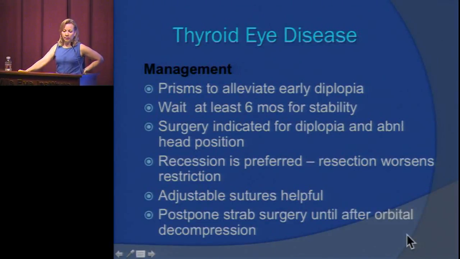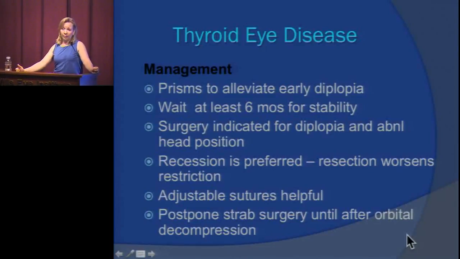In small cases of thyroid eye disease, you may use prisms to alleviate the early diplopia. If it becomes more severe, obviously prisms may be not advisable because of the significant hypo or esotropia, and you may need to patch the eye. You'll wait for 6 months for the stability of the thyroid eye disease before doing any surgery on them. The surgery will be indicated for diplopia and for abnormal head postures.